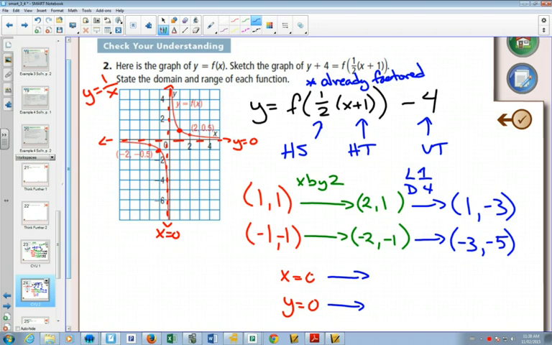So in this case, when I move it left 1, my new asymptote will become x equals negative 1. And when I move it down 4, my new asymptote will be y equals negative 4.